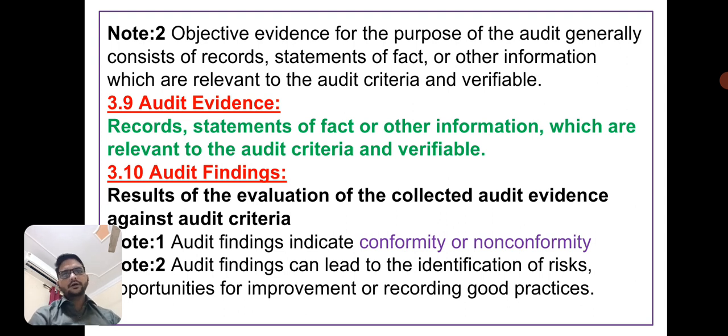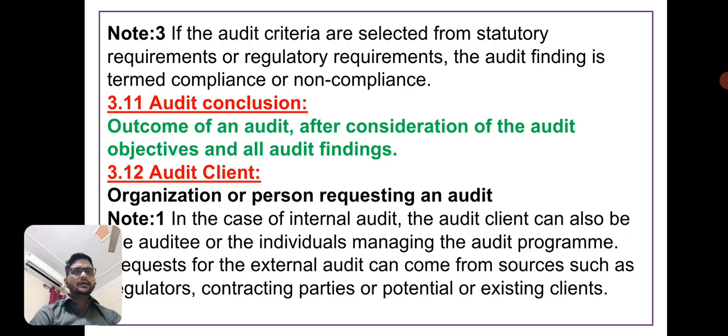If requirements are fulfilled, or audit findings fulfil the audit criteria, that is conformity. If not fulfilled, that is non-conformity. Audit findings can lead to the identification of risk, opportunity for improvement, or recording good practices. Next, if audit criteria are selected from statutory or regulatory requirements, the findings are termed as compliance or not. If requirements are fulfilled, that is termed as compliance. If not fulfilled, that turns into non-compliance.